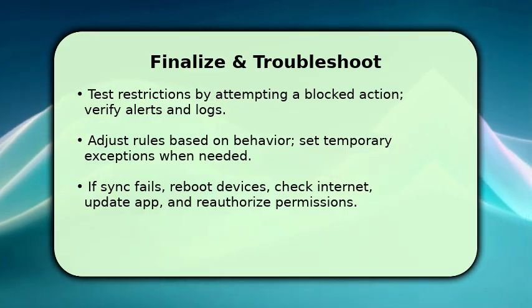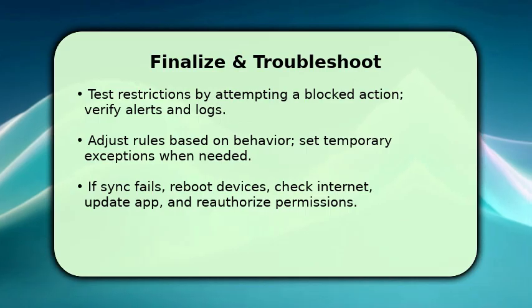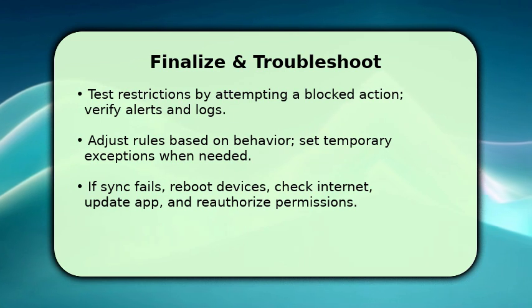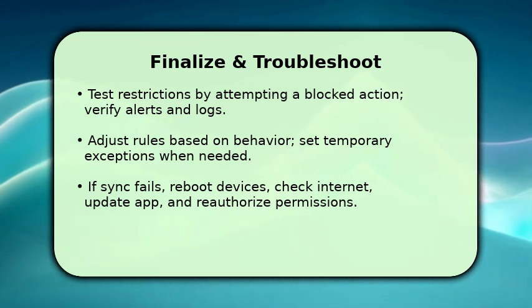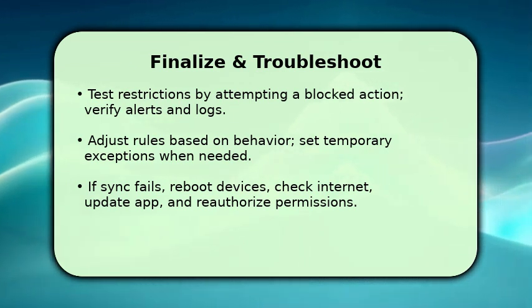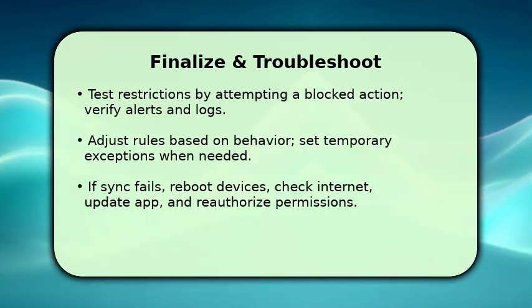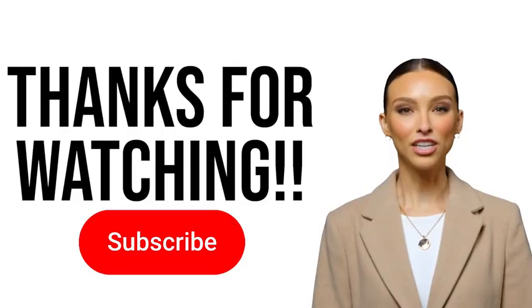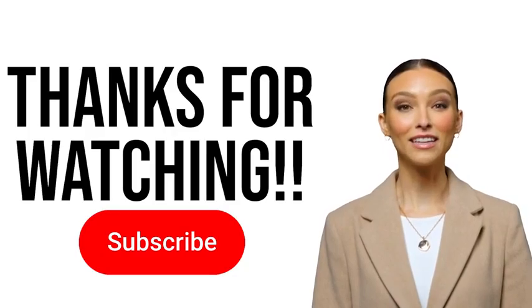If something goes wrong, first reboot both iPhones, confirm internet connectivity, update the Parental app and iOS, and reauthorize permissions in settings, especially screen time and VPN or device management, because most sync issues come from revoked permissions or outdated software.